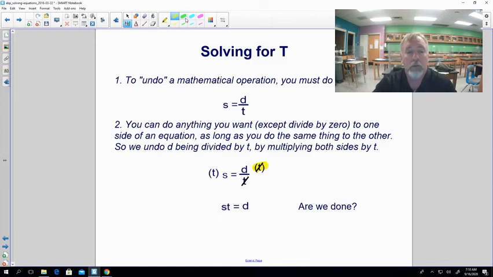Rule 2 tells us, right, whatever we do to the right side, we better do to the left side. So we multiplied by t on both sides. Again, what was the idea of doing this? We're trying to undo this division operation over here, and by multiplying by t, we now have a t on top and a t on bottom. The t's will cancel. And then what are we left with? s times t equals d. Well, the question comes back, are we done? Remember, we're trying to get t by itself. So no, we're not done. We've got to do some more.